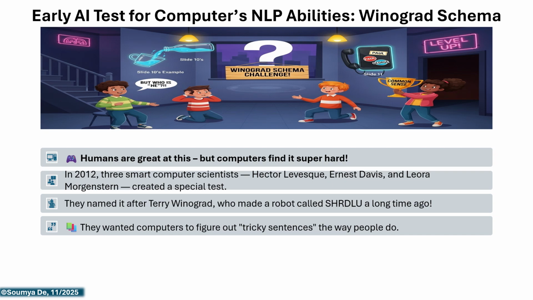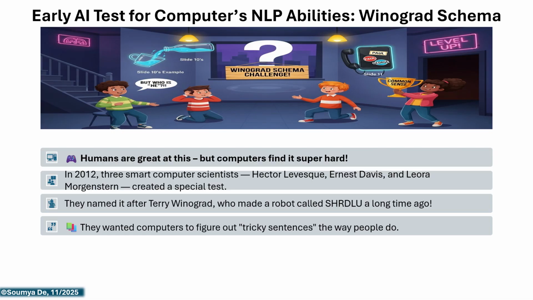Example: I poured water from the bottle into the cup until it was full. The question they asked the computer was, what was full? The bottle or the cup? Humans, as you are smart, you'll say, duh, the cup. You pour into the cup, so it is the cup. Robots, on the other hand, may say, ah, the bottle, the floor, my circuits.